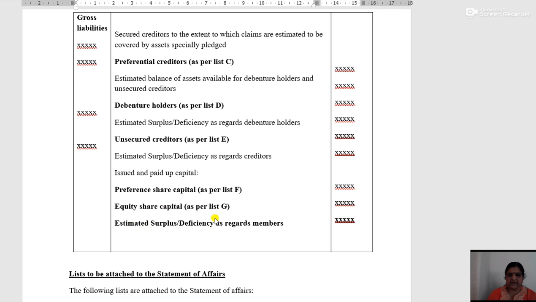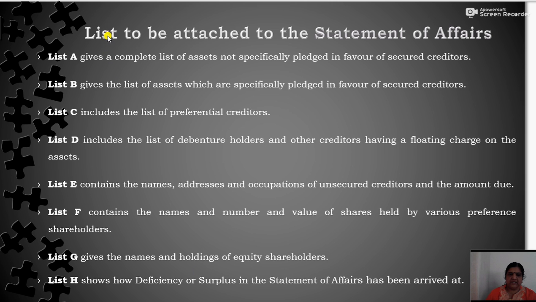This will be prepared as per list H. So there are various lists to be attached to the statement of affairs, and now we will see what the various lists to be attached are. That is list A to list H.